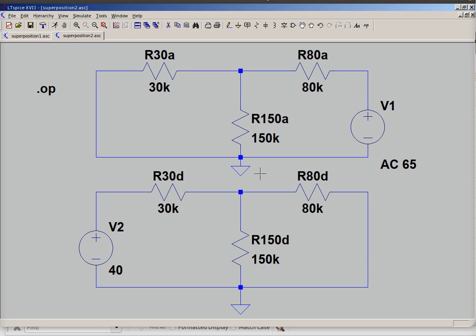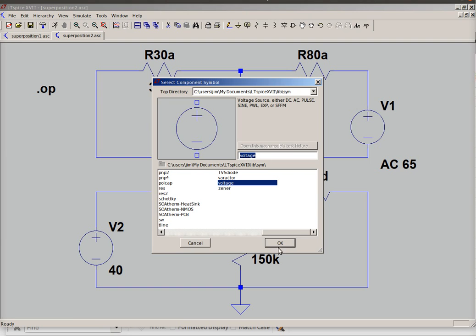Now what we want to do from a superposition standpoint, if you're solving it, is the AC. So in order to set the AC voltage, I want to show that real quick. I want to go in and set a voltage source.